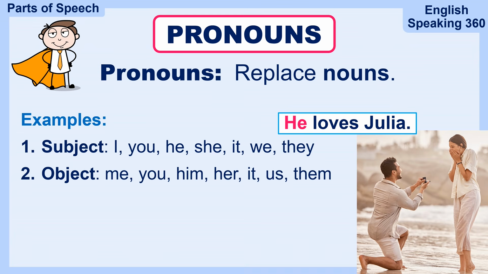We also have object pronouns. Me, you, him, her, it, us, them. Tim loves whom? Tim loves Julia. Julia is the object of the sentence, so you could replace Julia with her, and that is the object. Tim loves her. But altogether, you could also write he loves her. Here you have a subject pronoun and an object pronoun.